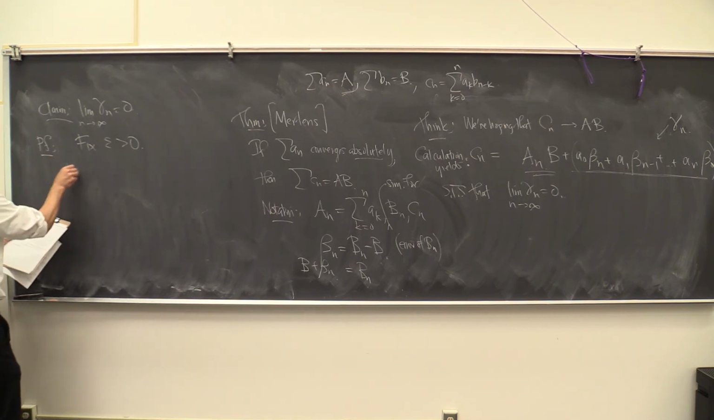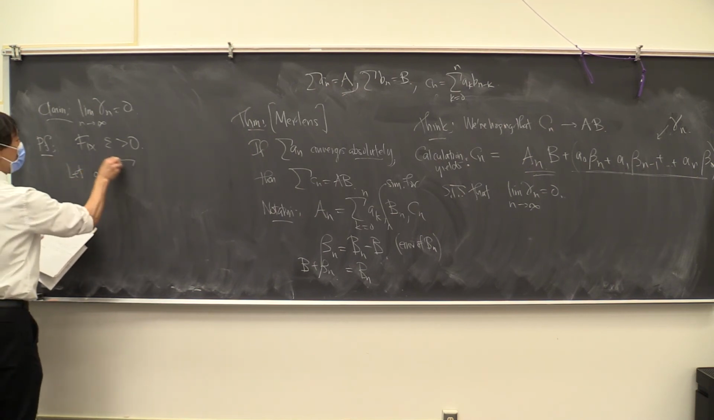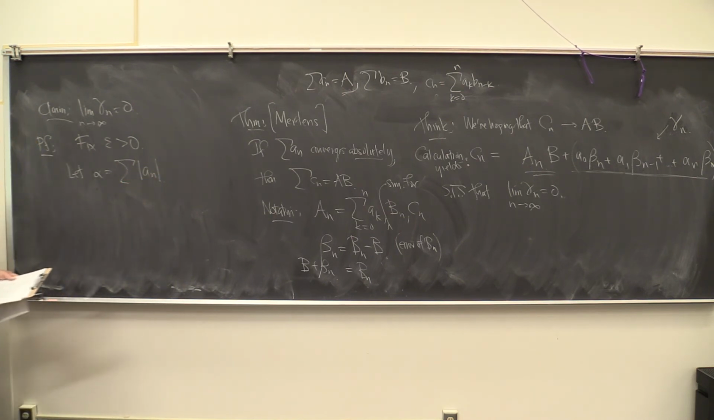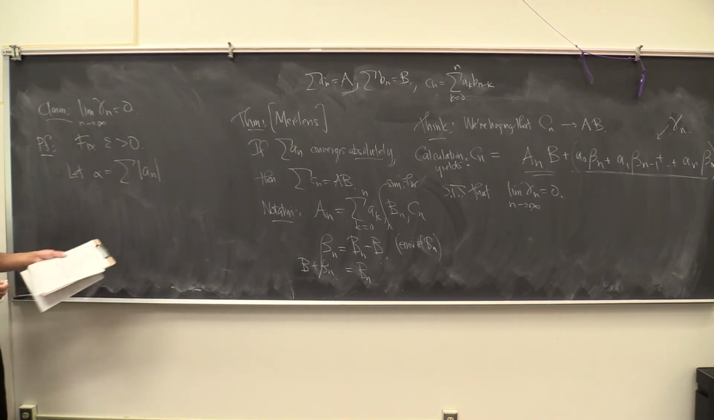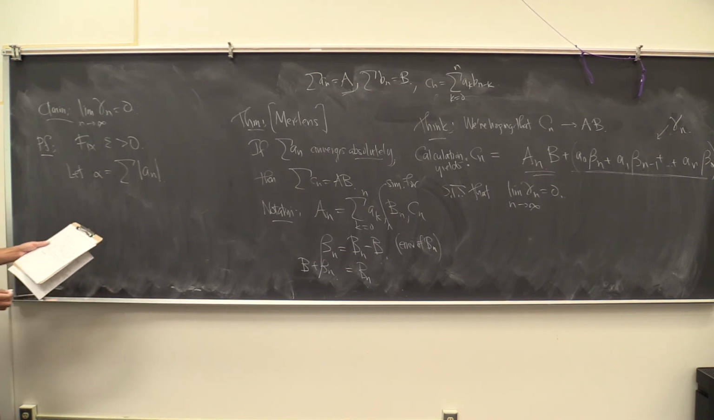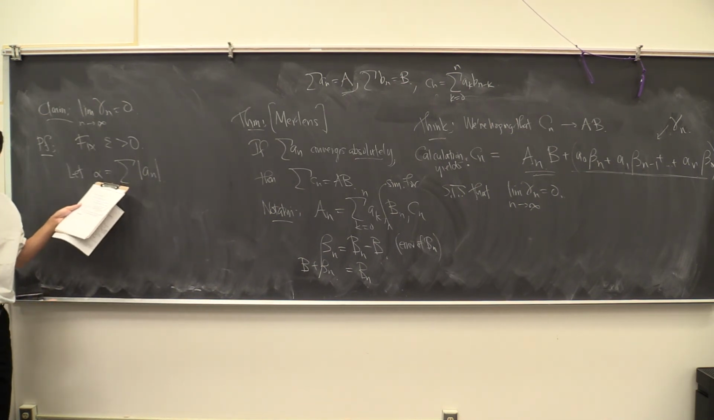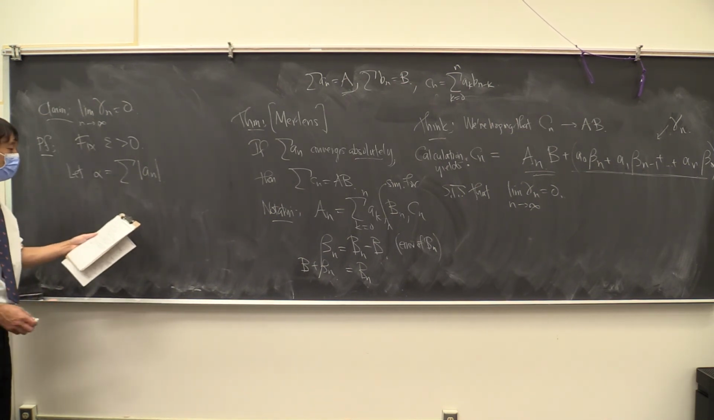Okay, so let alpha be the sum of the absolute values of the a sub n's, the absolute version of the series. We know that it converges. Let's say this alpha is the limit.